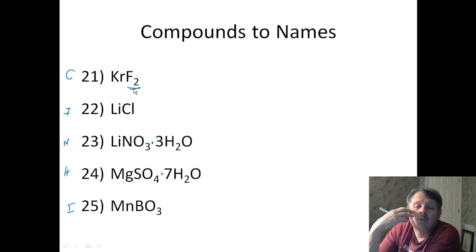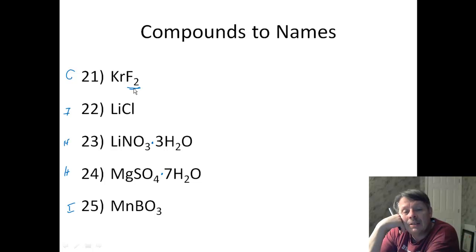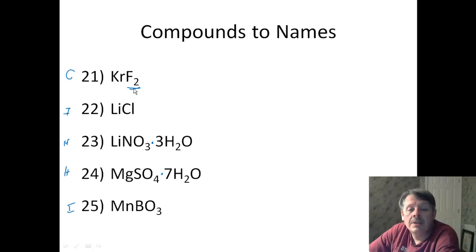Number 24 is simply magnesium sulfate. Again, magnesium is in column 2. Magnesium sulfate, and the 7 means hepta, so it's heptahydrate. And number 25 is manganese borate, but now this is a transition metal, so I have to look and say, well, that's a 3- charge. That means this must be a 3+ charge, because I have to balance, because I've got one of each. So this is manganese 3 borate.